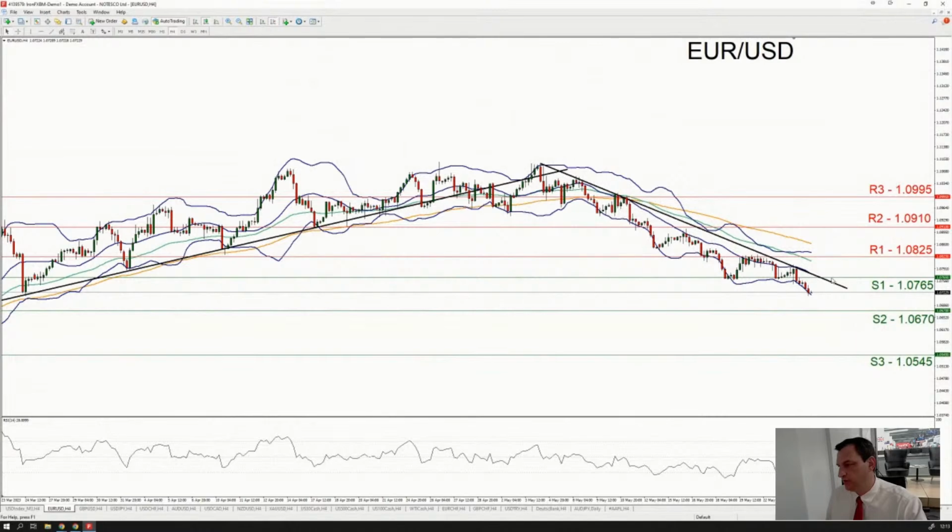Continues lower peaks and lower troughs. It's already marking a lower trough right now. The RSI indicator is at the reading of 30, actually at 29.4, implying a rather bearish sentiment on behalf of the market for the pair.